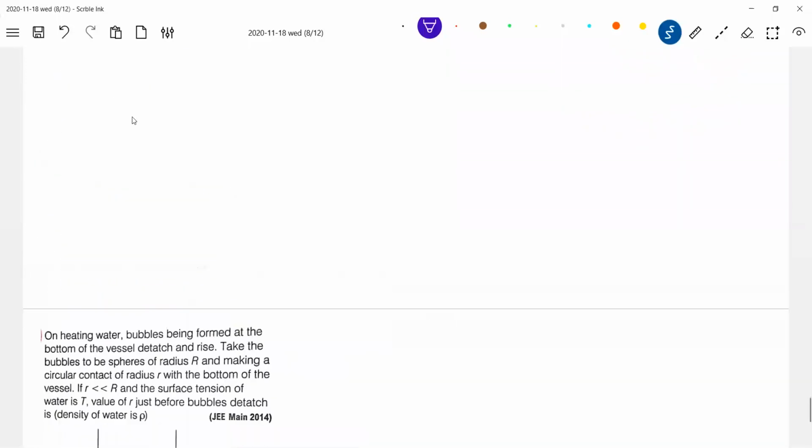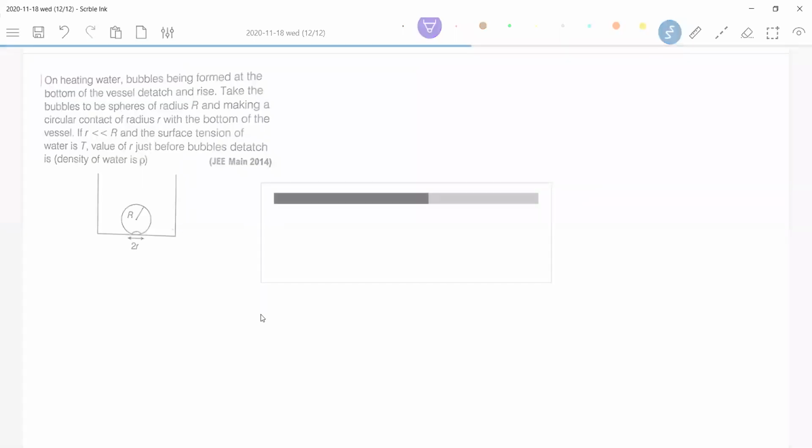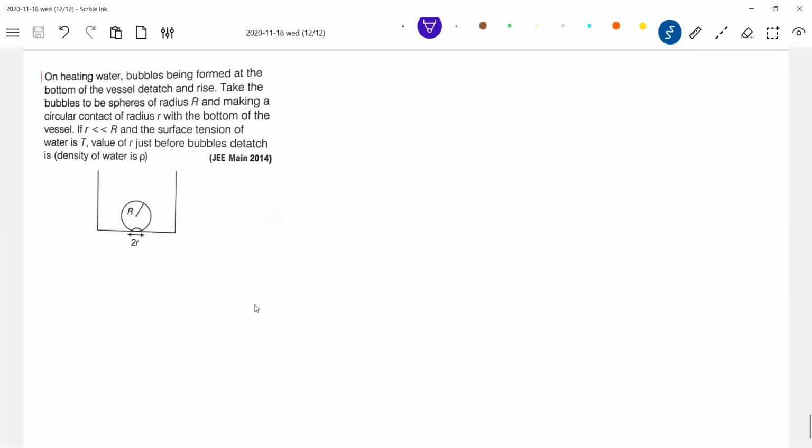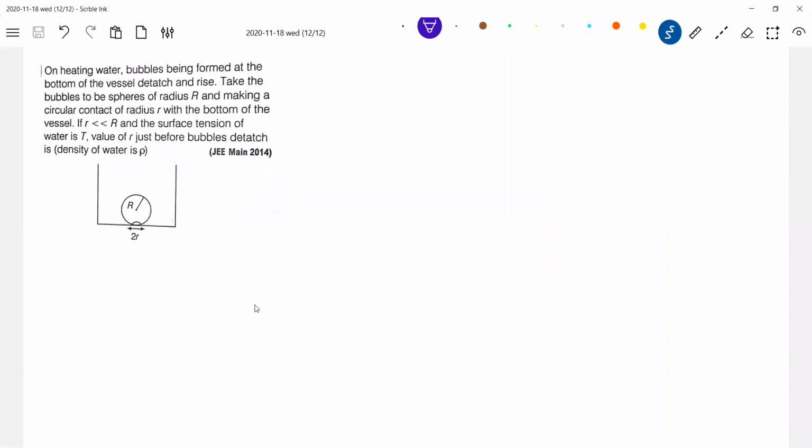JEE means you can see the way they are asking questions. On heating water, bubbles being formed at the bottom of the vessel detach and rise. Take the bubble to be a sphere of radius r, making a circular contact of radius small r with the bottom of the vessel. If small r is very much less than capital R, and surface tension of water is T, the value of r just before the bubble detaches is, density of water is rho. Why will it detach?